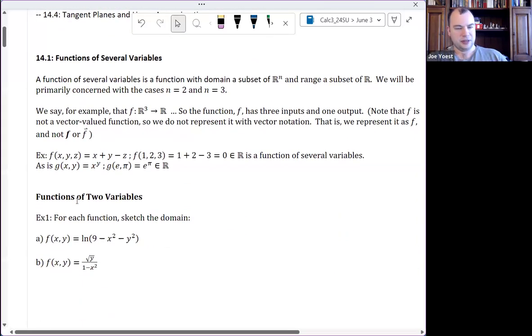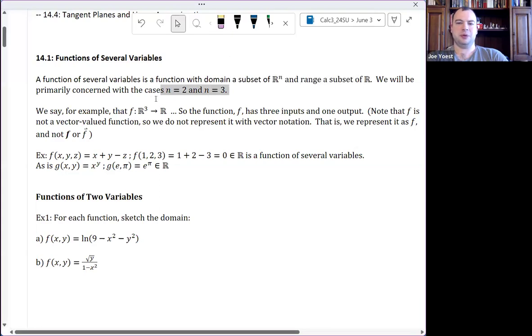Okay, so moving into 14.1, functions of several variables. A function of several variables, as I say here, is a function where the domain, the inputs, are a subset of R^n, and the range a subset of R. So we have multiple variables as inputs, a single variable as the output.